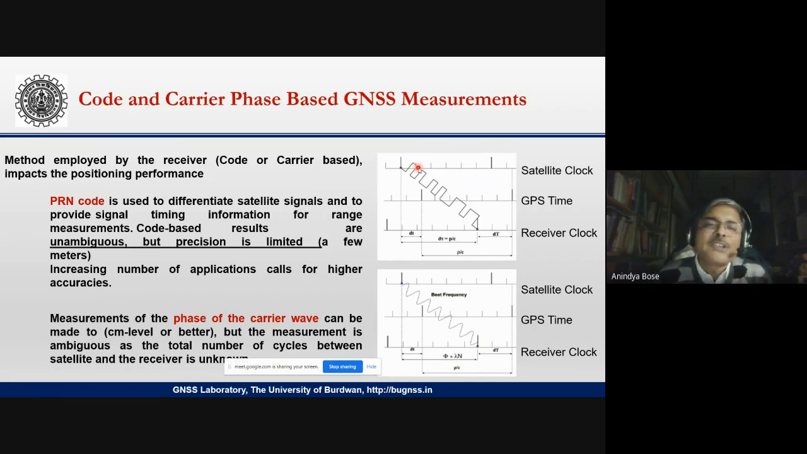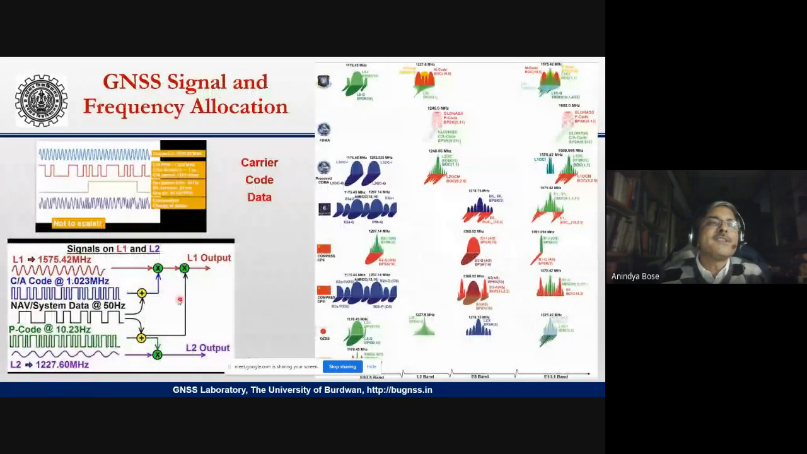For many applications, it is quite good, and people are satisfied with that. So the advantage of code-based measurement, as already written, is that it is unambiguous and very simple to do. That's why in many cases this is used. The second method is the carrier signal on which the code rides. If I go back a bit, you can see this is the code and this is the carrier. The code and carrier are mixed somehow. I'm not telling the exact method.